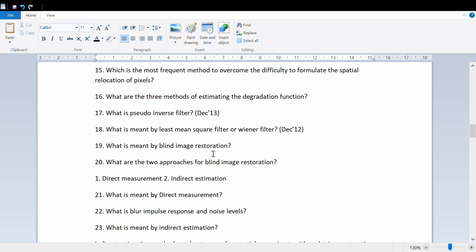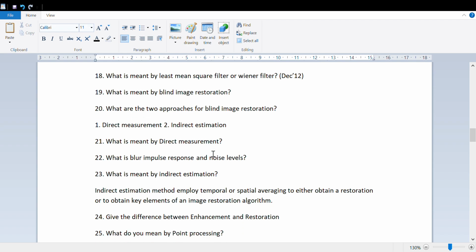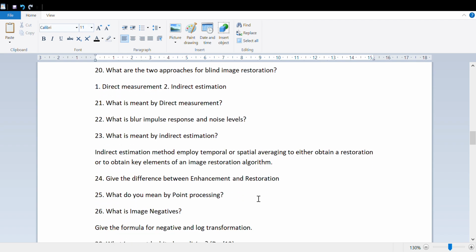What is a pseudo inverse filter, and what are the two approaches for blind restoration? Direct method and indirect method. What is the direct method? What is the indirect method? And the difference between enhancement and restoration. These are the very important questions you can expect.